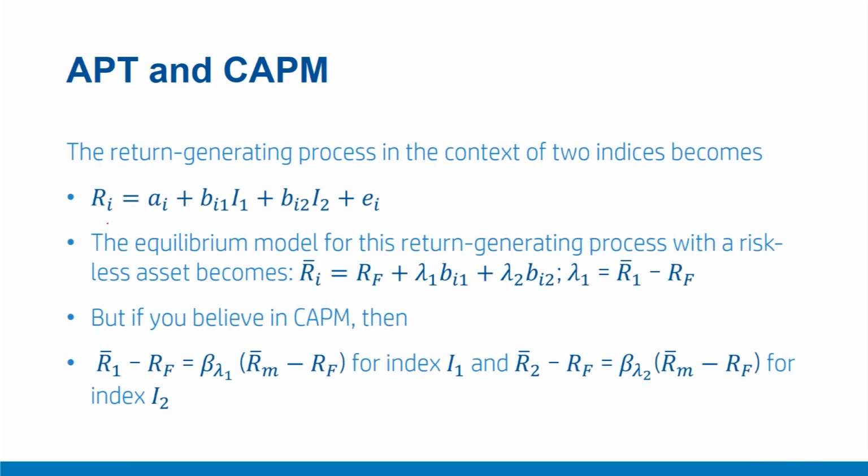And therefore, if the return generating process for two indices is this one, Ri equals alpha i plus bi1 into I1 and so on, the corresponding equilibrium model can be written as Ri bar equals Rf plus lambda 1 into bi1 plus lambda 2 into bi2, where lambda 1 equals R1 bar minus Rf. But we said that we also believe in CAPM, and therefore R1 bar minus Rf can be written as beta lambda 1 times (Rm bar minus Rf). This is for index I1. Similarly, for index I2 we can write the value of lambda 2 as R2 bar minus Rf, which is equal to beta lambda 2 into (Rm bar minus Rf). This is for index 2.